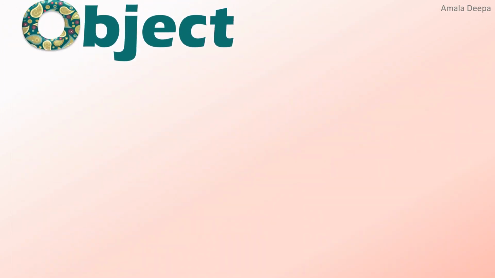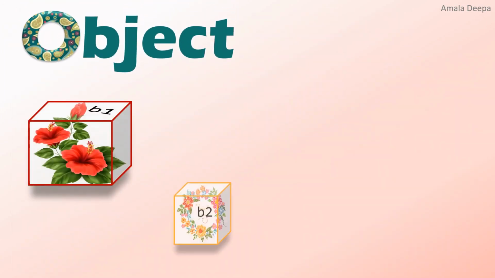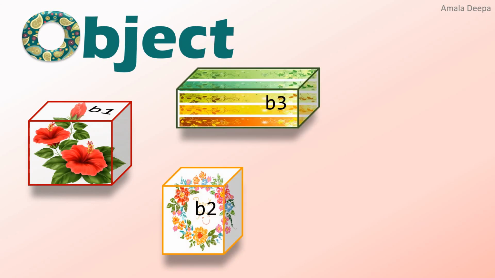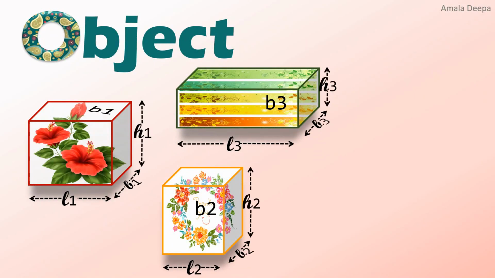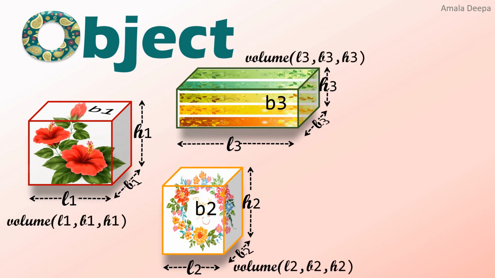Here I have 3 boxes B1, B2, and B3. These boxes are similar yet distinct. Similar because they have the same attributes: length, breadth, and height. Distinct because each of them has different values for length, breadth, and height. And their volumes are calculated using the volume function.